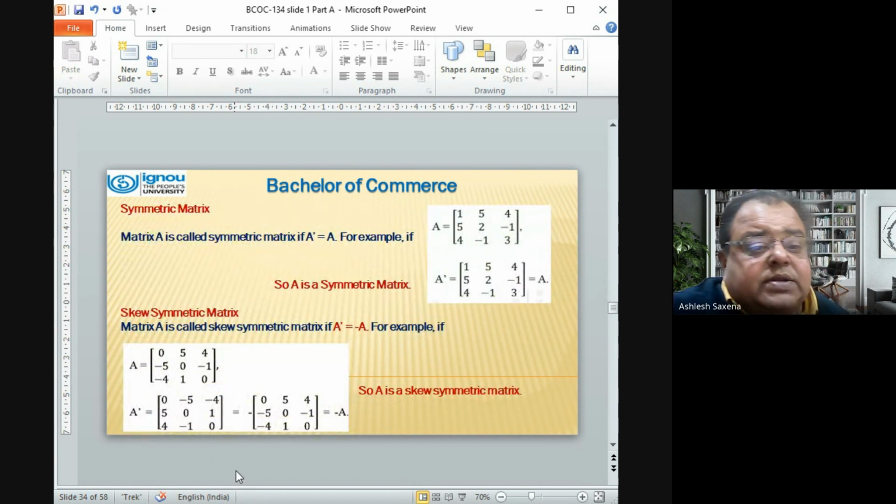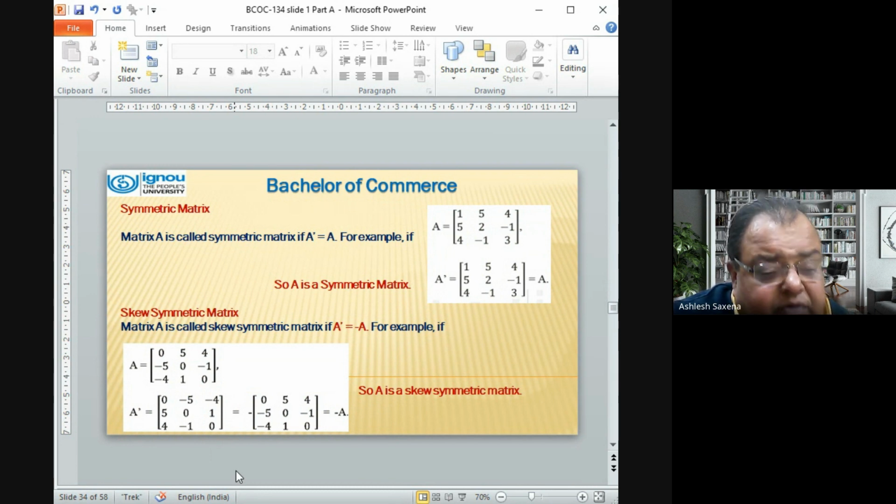Symmetric matrix. A is a 3 by 3 matrix. A symmetric matrix is one where, on transformation of A, it will become A. Normally this doesn't happen.